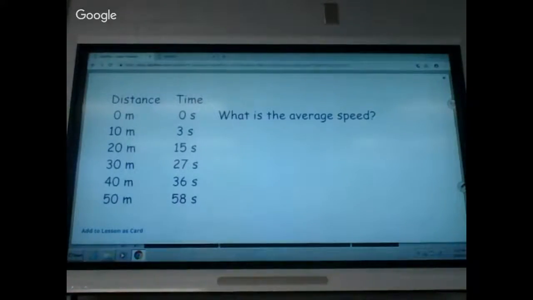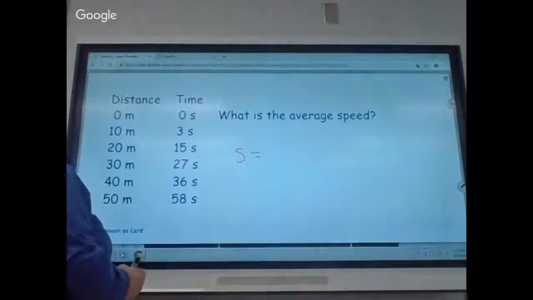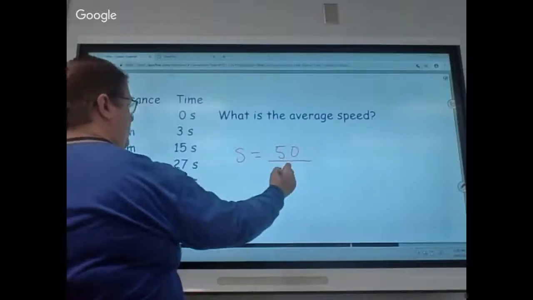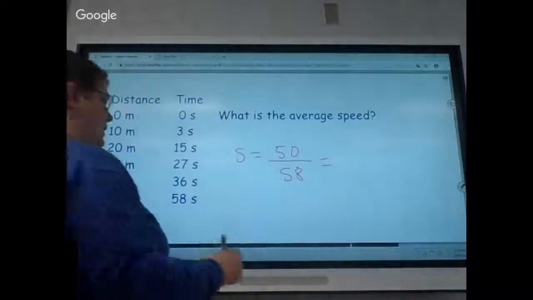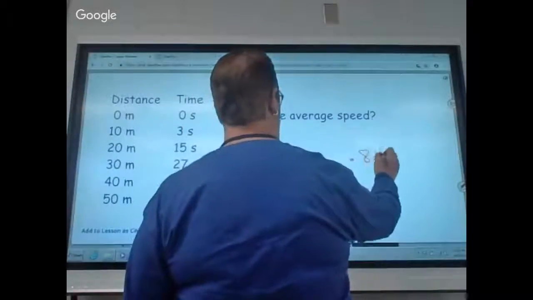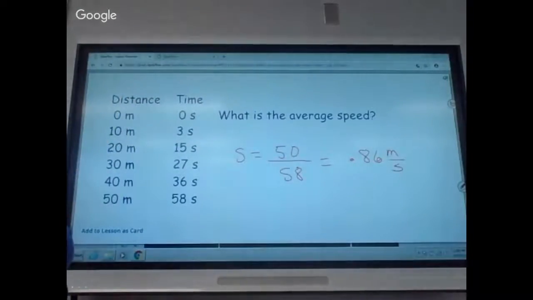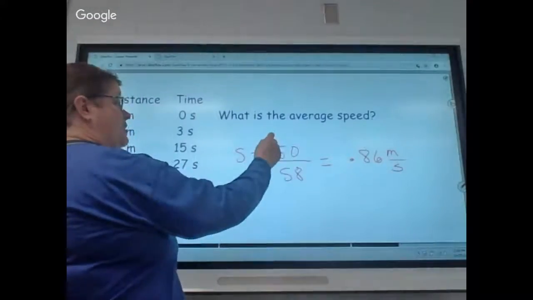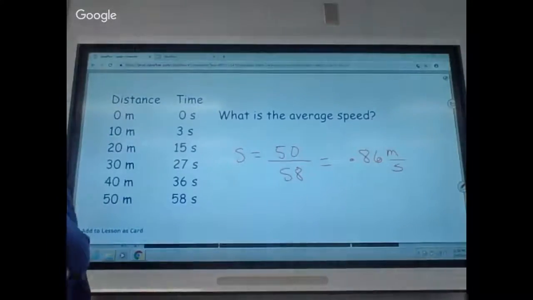So how do we find average speed? For those people who did not know, what's the total distance? 50. What's the total time? All right. So take your total distance, which is 50, divided by the total time, which is 58, and you get 0.86 meters over seconds. That's how you do that for those people who did it wrong. The total distance is the 50. It has to be punched in the calculator first, divided by the 58. Everybody got it?